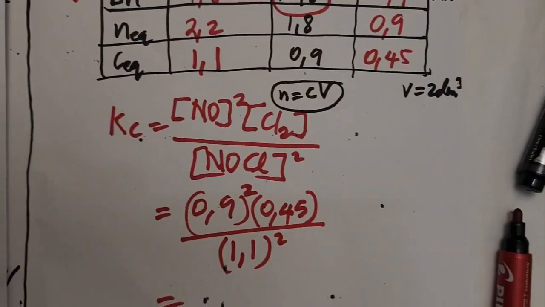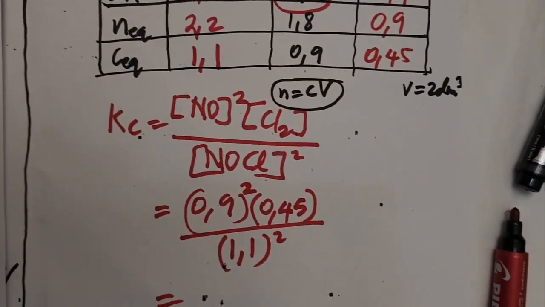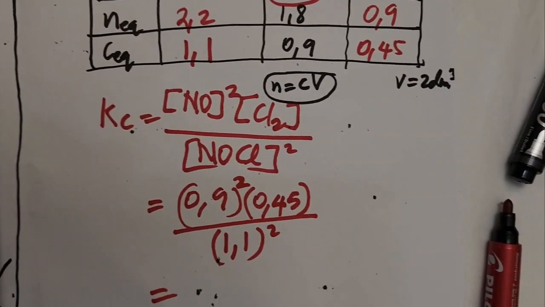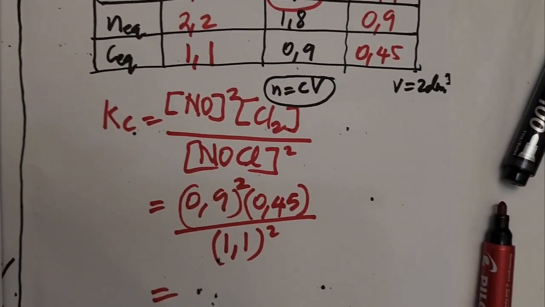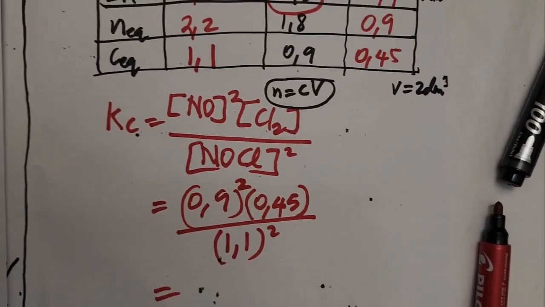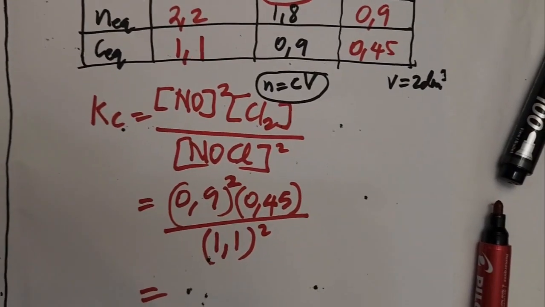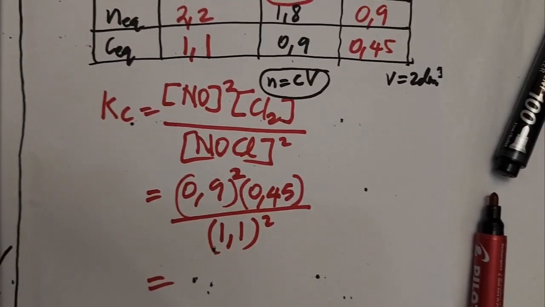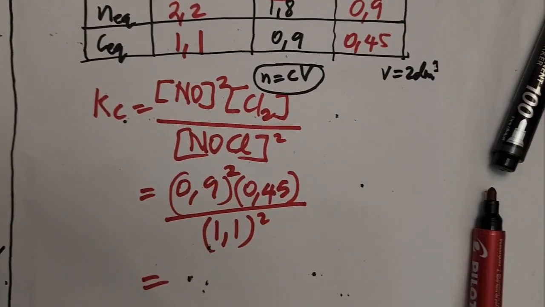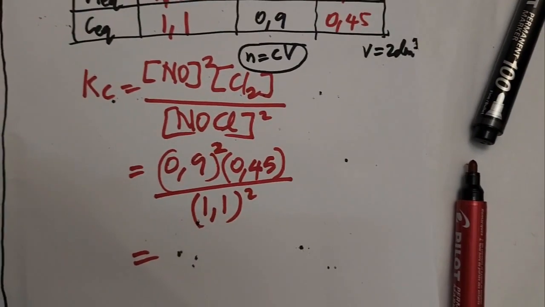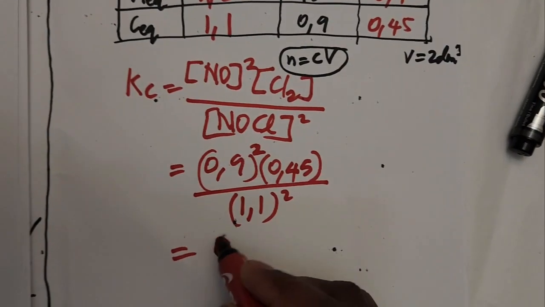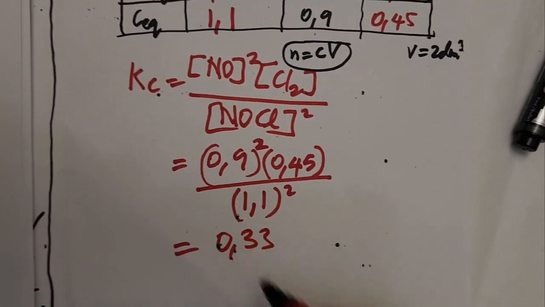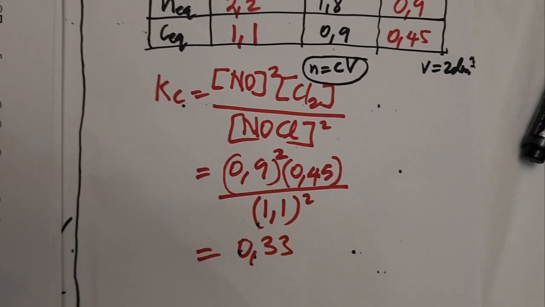Let me just see if I can get the calculator here and then work it out and see. If I use my calculator, the answer gives me 0.33. So the final answer will give me 0.33. That's how you do it.